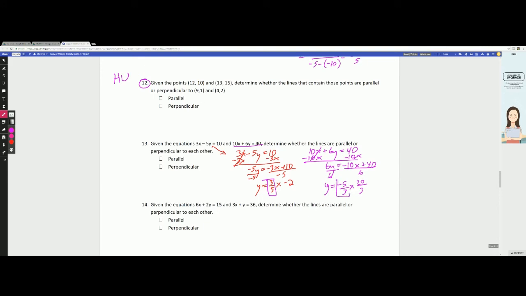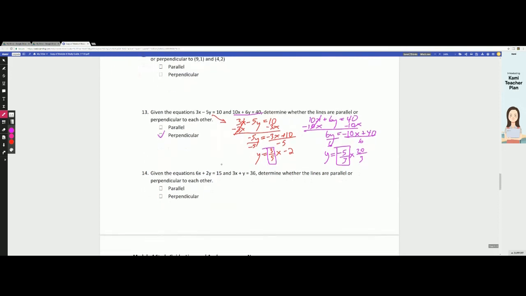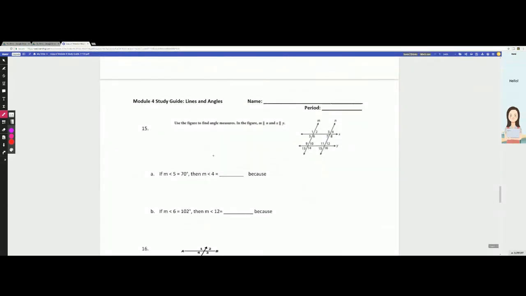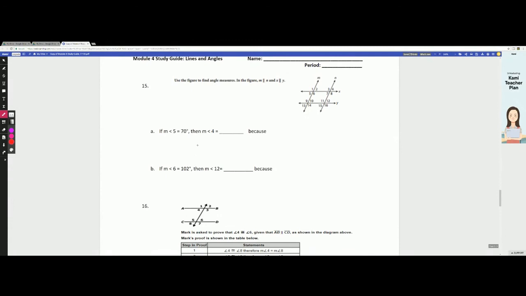They are opposite reciprocals. One of them flipped and negated, so therefore these guys are perpendicular. Okay. Number 14 is just like number 13, so definitely get your practice in. This is homework. Okay. All right, we're coming up towards the end here.